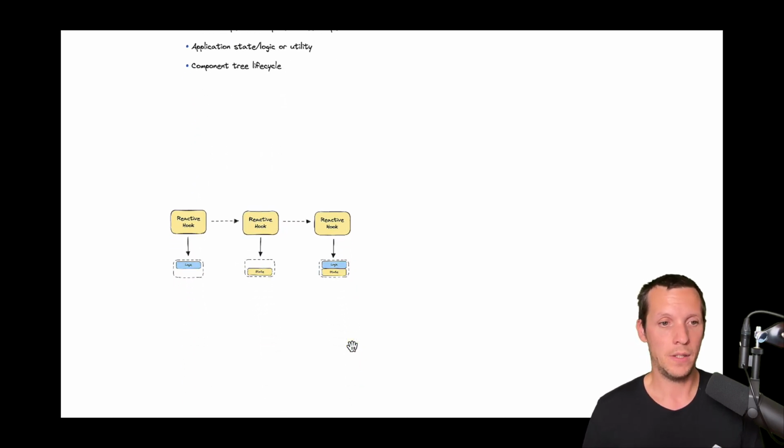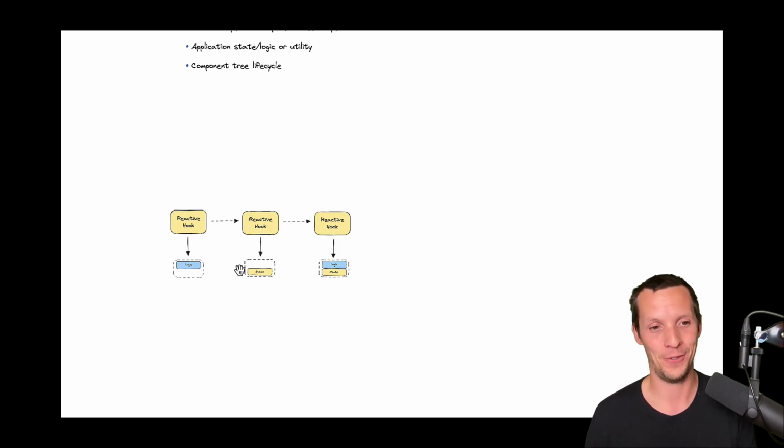So the way this looks more visually is that you have a reactive hook, and that hook might return some logic, but it might also just return some state, or it might return some logic and some state. And they can use each other. So the middle reactive hook can use the first one, and the last reactive hook can use the middle one, which uses the first one.